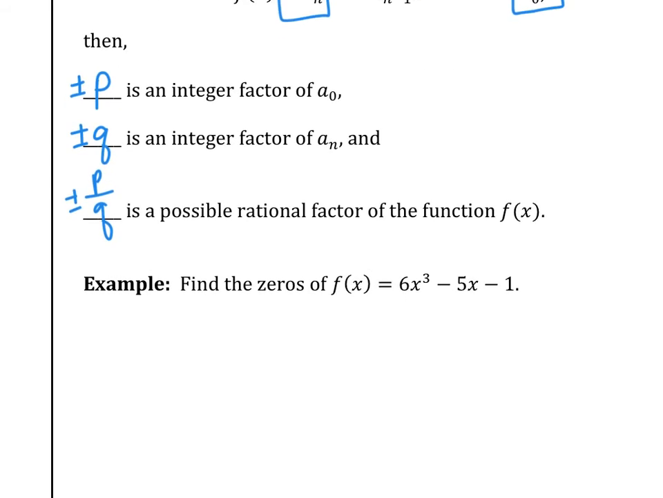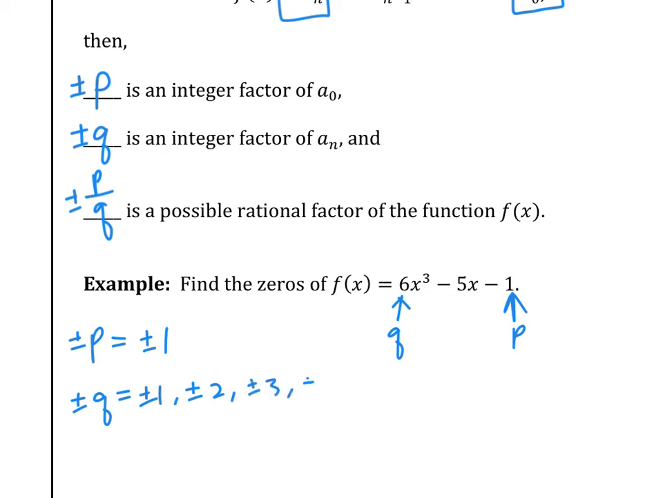All right, so let's look at one example. Find the zeros of the function. Before you do P over Q, you always ask yourself, can I actually factor this one? No, you cannot factor, so you have to start by guessing. We know P has to do with the constant, and Q has to do with the leading coefficient, so plus minus P. What are all the factors of -1? That is plus minus 1. What are all the factors of the leading coefficient, 6? That is 1, 2, 3, and 6.